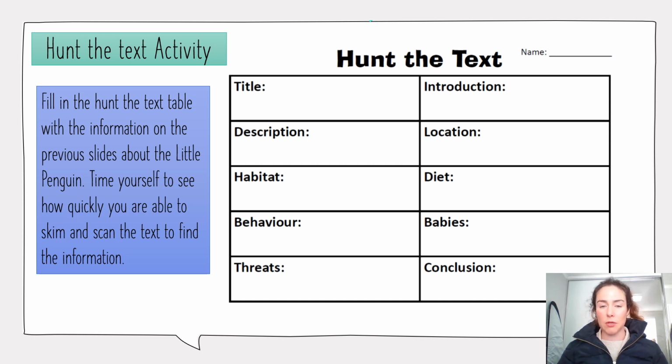Remember, it just has to be short sentences or dot points, but you do want to have as much in there as you can. It's not about seeing how little you can do and how fast you can do it. We still want you to write down quality things.